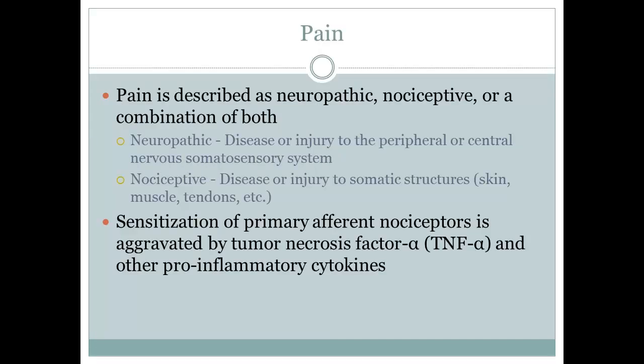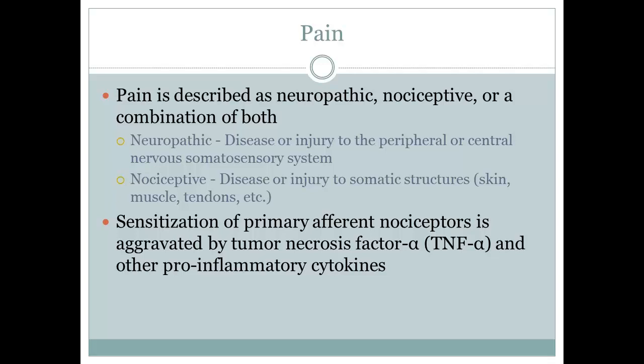Pain is a complex syndrome, and it affects millions of individuals worldwide. Pain is described as neuropathic, nociceptive, or a combination of both. Very quickly, neuropathic is a disease or injury to the peripheral or central nervous somatosensory system. Nociceptive is the disease or injury to somatic structures, and somatic structures are referring to skin, muscles, and tendons.